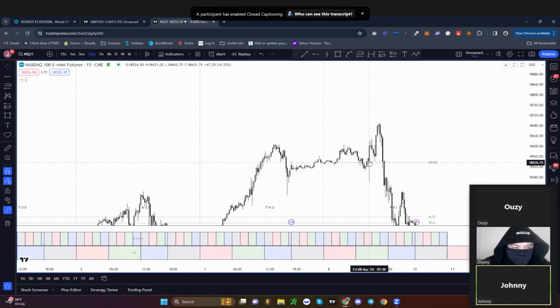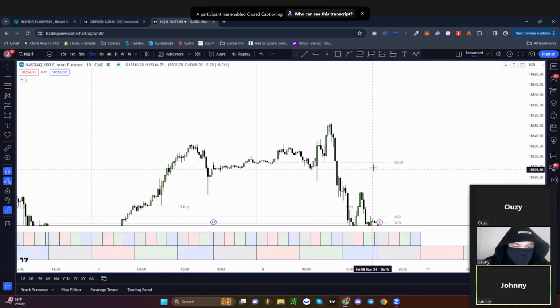But since NFP was coming out on Friday, you want to just ignore Asia and London. It just depends on the situation, right? Like if Friday has NFP or whatever the case may be. If there's no news, you could definitely maybe trade Asia or London. But since NFP was coming out, you would just ignore all this and just wait for NFP.